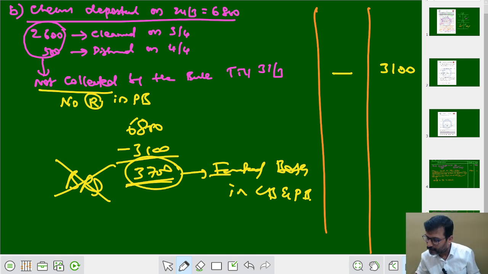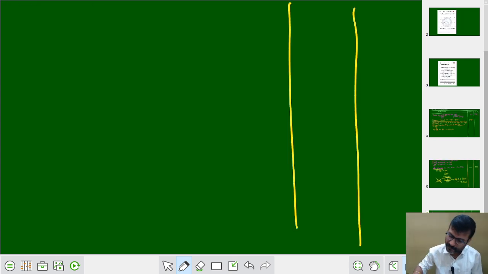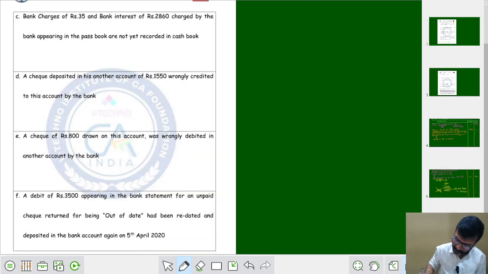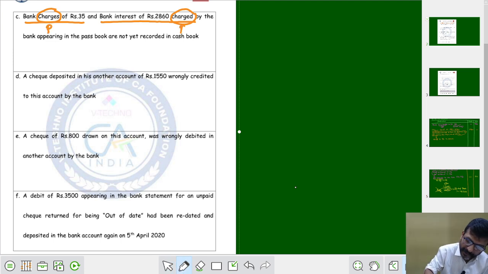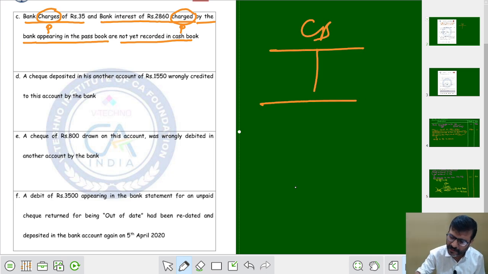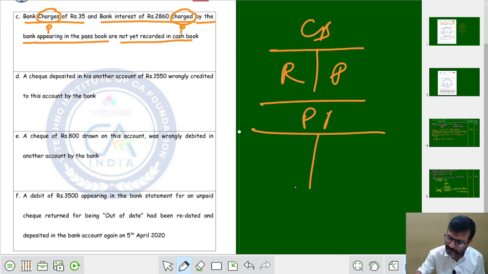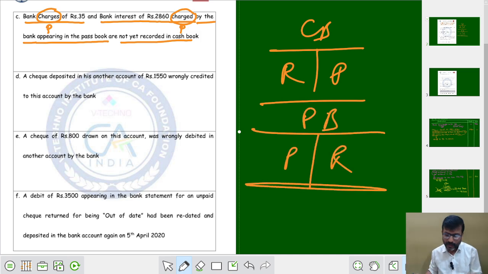Okay, let me move on to the next transaction, my dear kids. See what is there in the next transaction. Bank charges 35. Bank interest 2,860. What happened? Bank charges charged. Bank interest charged. Both are payment by the bank, appearing in the passbook. It is there in the passbook but not entered in the cash book. So this is not entered in the cash book. So let us have a connection.